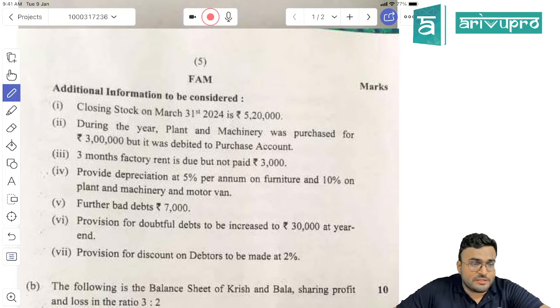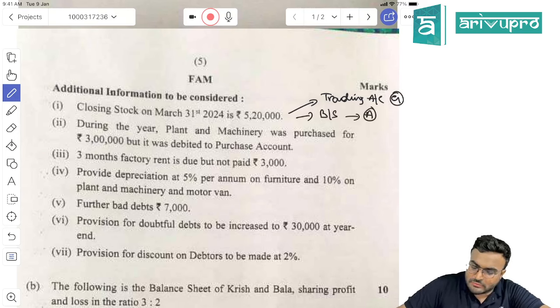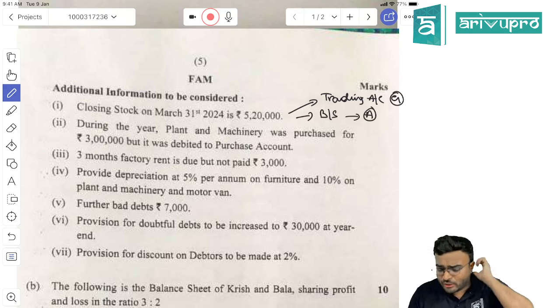Closing stock on 31st March. What will happen to closing stock? This will go to trading account. Trading account, you're going to credit it. And in balance sheet, you're going to show it as asset. Regular adjustment.